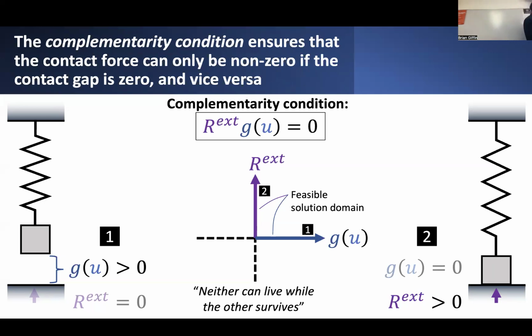It's not possible to have an open gap and some kind of reaction force at the same time. That would violate this constraint. So that's kind of the main takeaway.